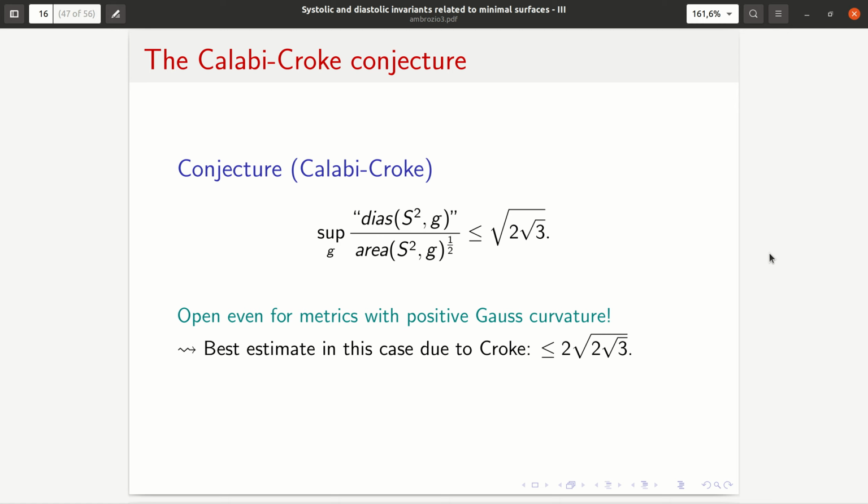And what is this number? This number is the normalized diastole of a very special singular metric on S2. You have to picture an equilateral triangle, two copies of an equilateral triangle with the flat Euclidean metric, and then you glue them on top of each other. And this is a metric on S2, which is flat almost everywhere except at the 3 tips, at which you see conical singularities.